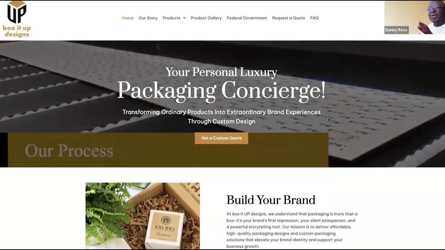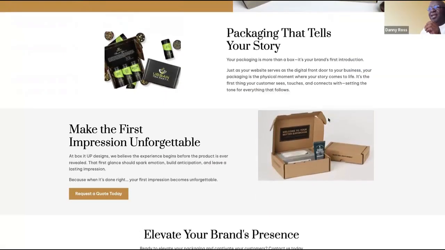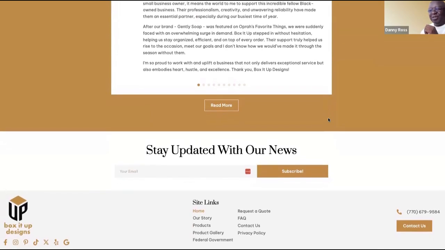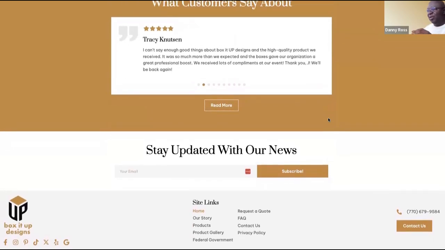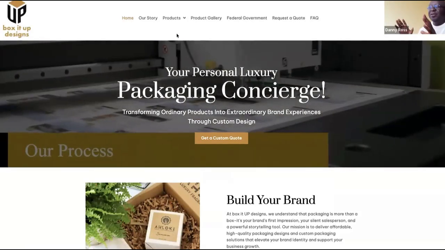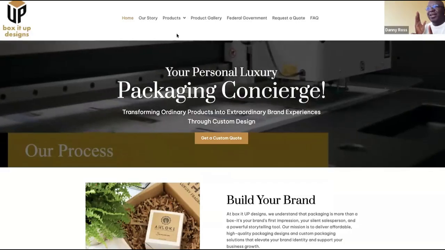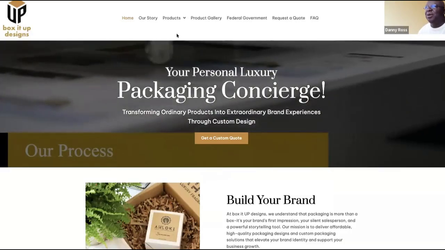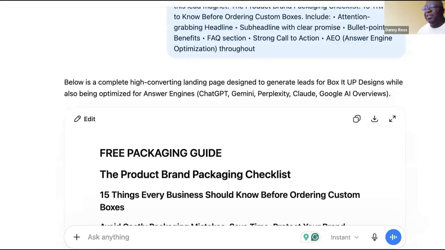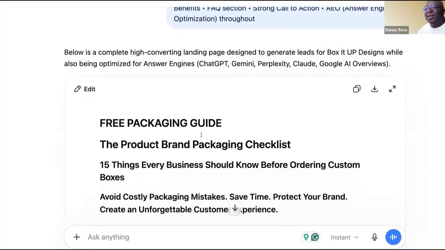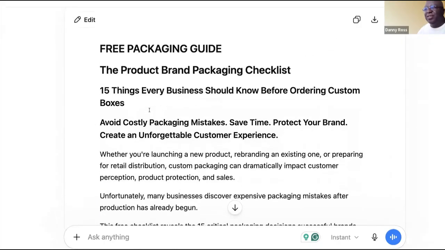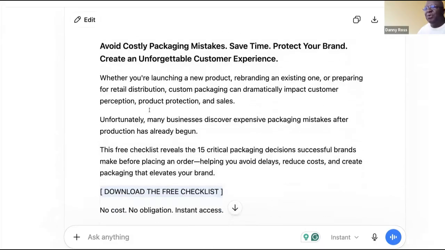As I said, I like the way it looks, feels really strong. It's giving everybody really warm tones. I like that. And so your branding, as I said, is really, really good. And so what I see missing, not missing, excuse me, wrong word. What we can add to it is a website that follows up on the lead magnet that the AI just suggested. So then you have your free packaging guide. And so we have the product branding checklist, 15 things every business should know before ordering.